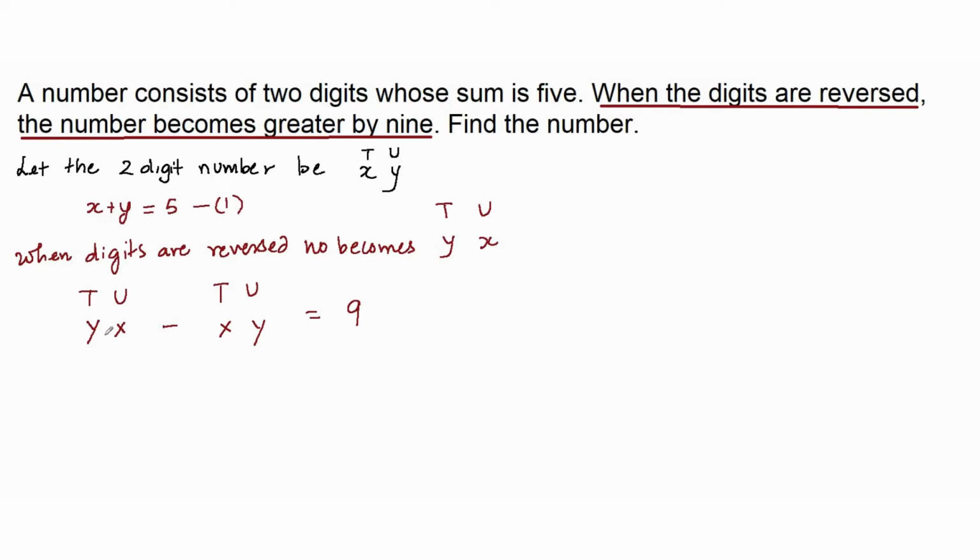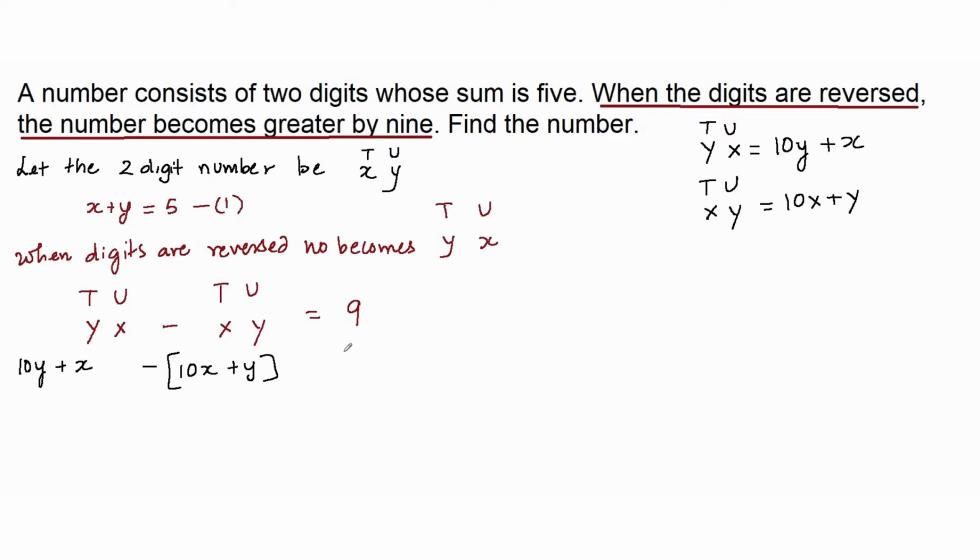But in this case, if I were to find the value of the number yx, with y in the tens place and x in the units place, the digit y gets multiplied by 10 and I add x to it because x is in the units place. Similarly, for the number xy, x is in the tens place, so its value gets multiplied by 10, and y is in the units place, so I add y. So the value of yx is 10y plus x, minus xy, which is 10x plus y, is equal to 9.